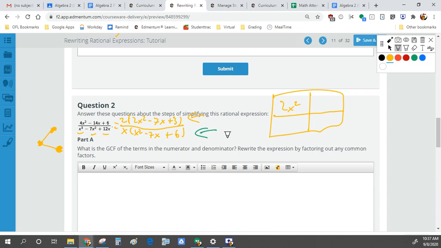2x squared, 3. My middle term is negative 7x. I'll put the 2x and the x because that's the only way for us to get this 2x squared. Notice how our middle number is negative, but this number is positive. Well, if you do negative 3 times negative 1, you can get a positive 3. So negative times negative is positive. So this will give you negative 6x, and negative 3 times negative 2 will be negative x.